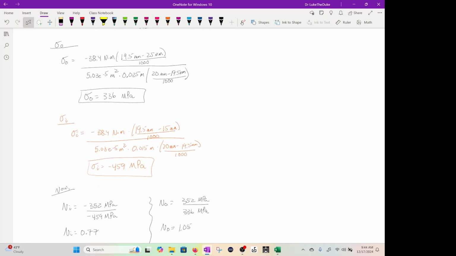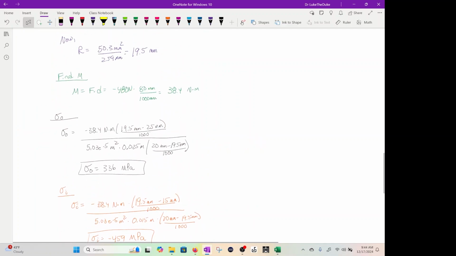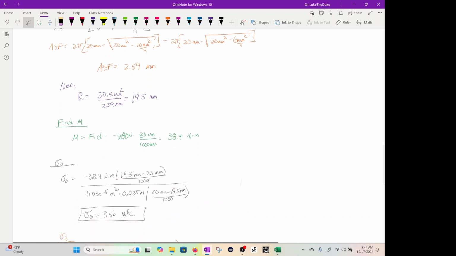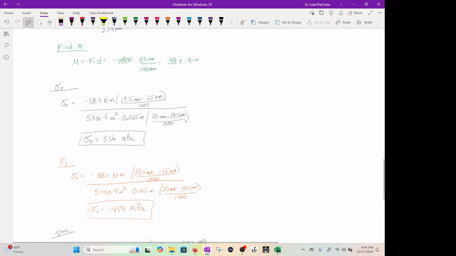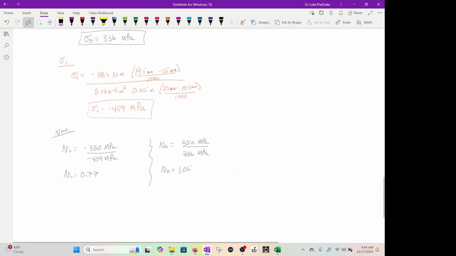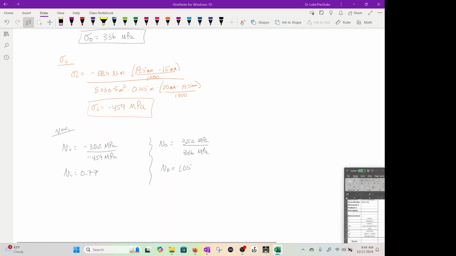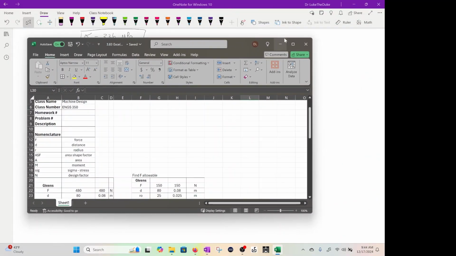Once you find your area shape factor, then you can find that R. You have to find the moment. Make sure you have the right direction. Then you can find sigma O, sigma I, and then finally your design factor and check if it's greater than 2. Both of these, it's not going to work. This is too much force. So the way to make your life easier is to make an Excel sheet.